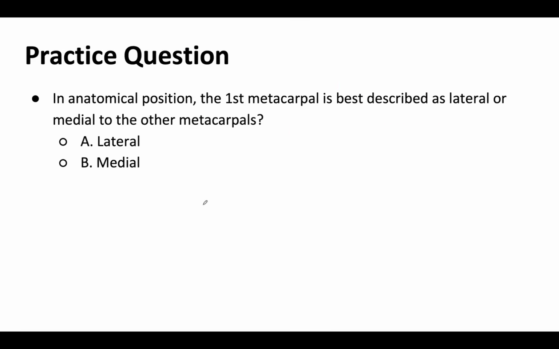All right, practice question time. In anatomical position, the first metacarpal is best described as lateral or medial to the other metacarpals. So break out your best anatomical position. If you can, visualize this on yourself. And hopefully you are landing on A, lateral, being the correct answer.